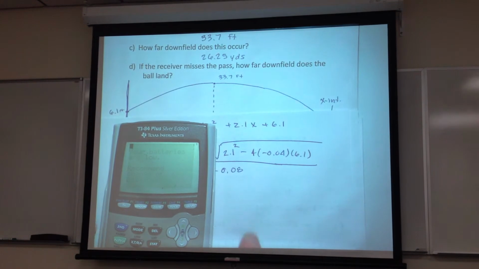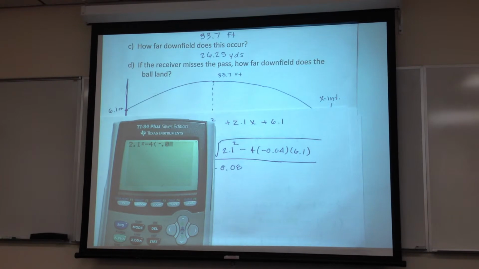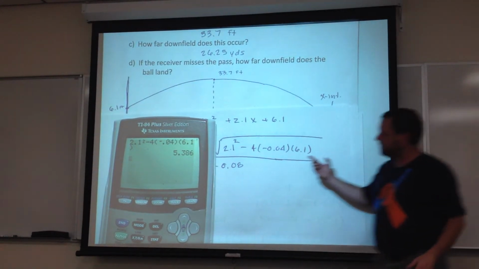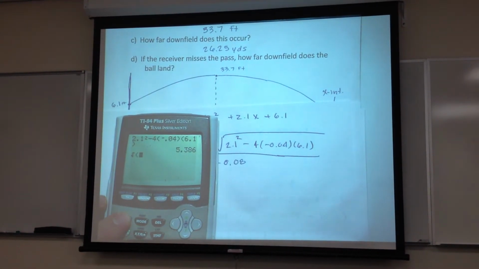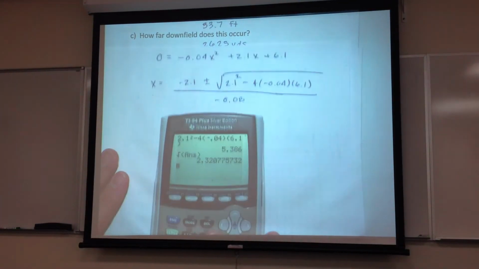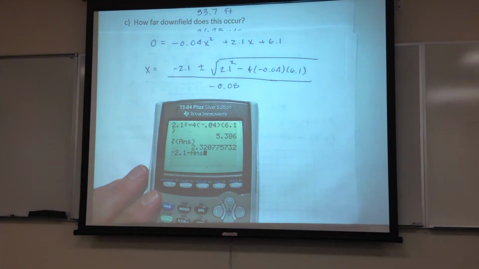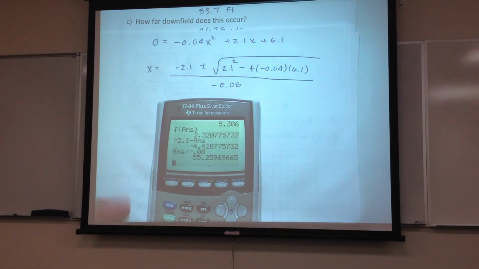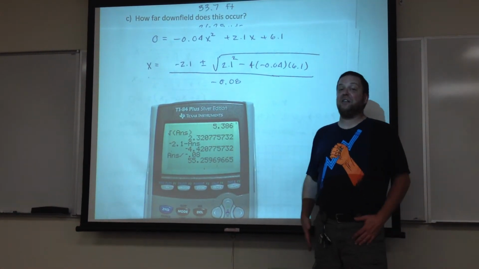The number under the radical is going to be 2.1 squared minus 4 times negative 0.04 times 6.1. So there's my discriminant. I want to take the square root of that. And then, since I want to use the subtraction part, I need to do negative 2.1 minus that value, and then divide it by negative 0.08. You should find out that the ball lands about 55.3 yards downfield.